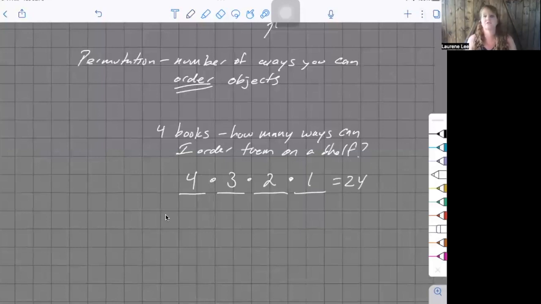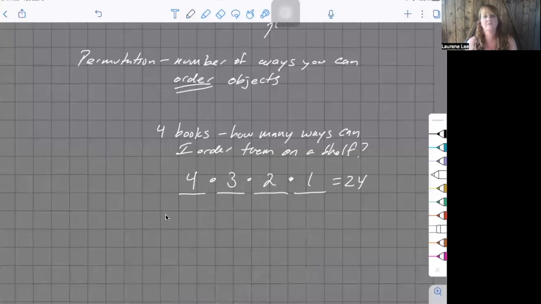Now if I ask you a probability problem, 24 would be my denominator. Like if I said, what's the probability I order them in my favorite order? That would be 1 out of 24. My favorite is one certain way out of the 24 total.